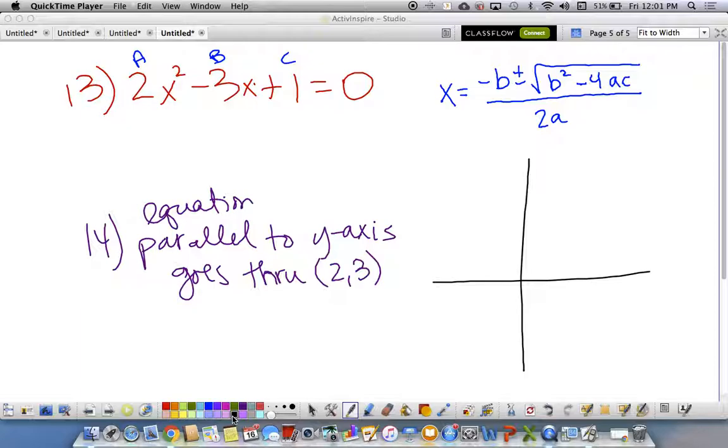Straight up and down. So where is the point? Here's the y-axis. We're going to pretend that's a straight line. Where's the point 2, 3? To the right 2, up 3. So a line that goes through 2, 3 that's parallel to the y-axis. Y equals 3. Okay.